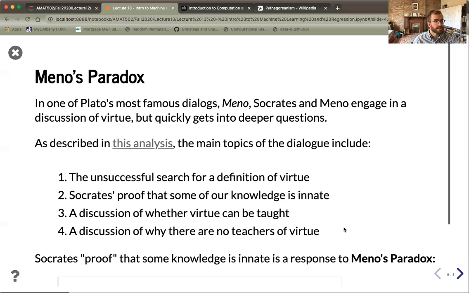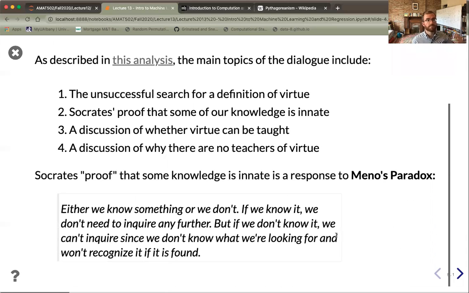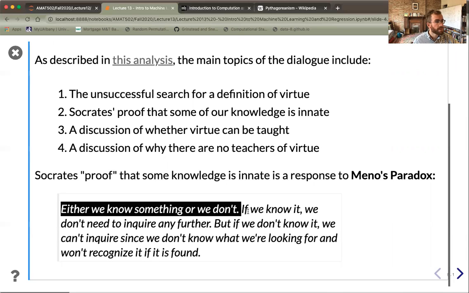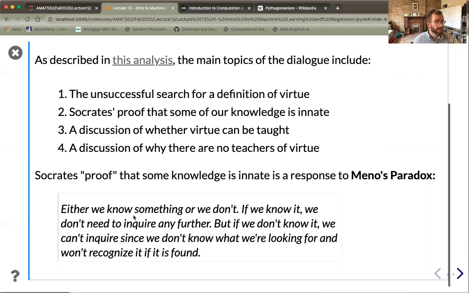So Socrates' proof that some knowledge is innate is in response to a sort of clever rhetorical trick by Meno. And he says the following: either we know something or we don't know it. Obviously, if we know it, then we don't need to inquire any further. So we're done. But if we don't know something, how can we inquire into it? Because we don't actually know what we don't know. And so in particular, if we don't know it, how do we know when we found it?